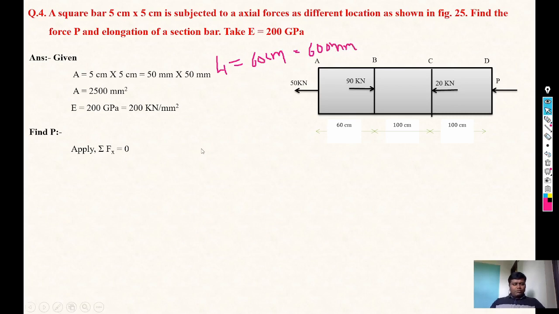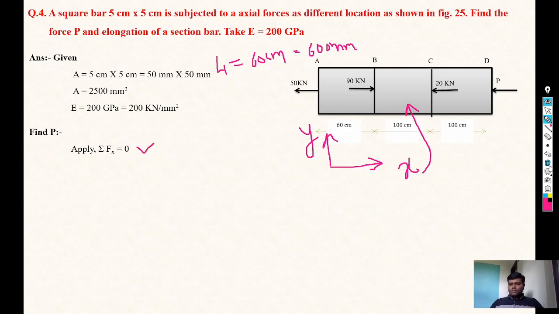Okay, now for the calculation of this P force, just apply summation fx is equals to 0. Why we are applying summation fx is equals to 0? Because all the axial forces are horizontal. Generally we are considering horizontal axis as a x-axis and vertical axis as a y-axis. So all forces are horizontal, so it is parallel to x-axis. That's why we are applying summation fx equals to 0.